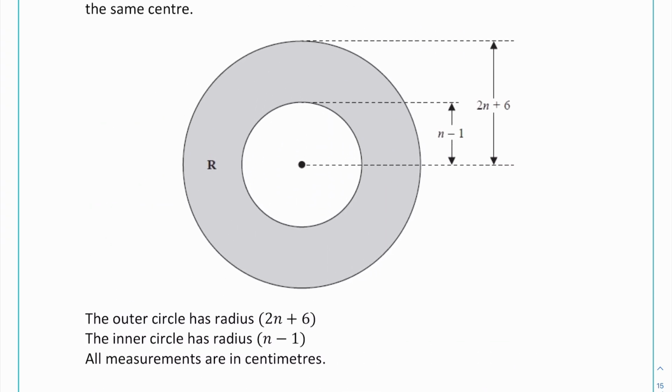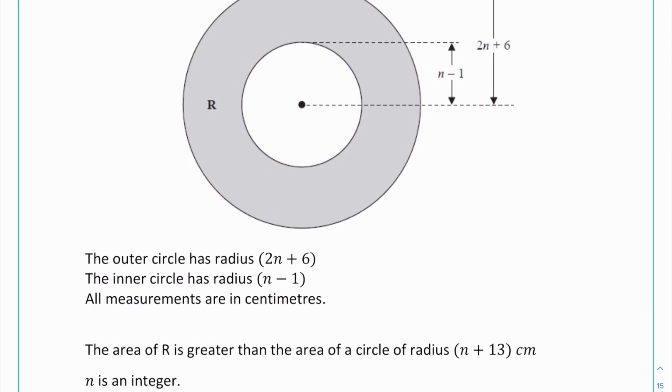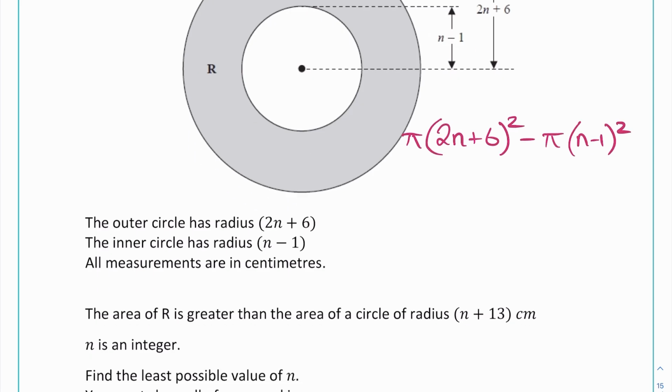So to work out the area of a shaded region, we'd get the area of the large shape, which is the area of the big circle, take away the area of the unshaded region, which is the smaller circle. So I need to get the area of both of those. The area of the large circle would be 2n plus 6 as the radius squared, and it's pi r squared. So it would be pi multiplied by 2n plus 6 squared, and we want to take away from that pi r squared for the smaller circle, so pi times n minus 1 squared. That is going to give me the area of the shaded region.